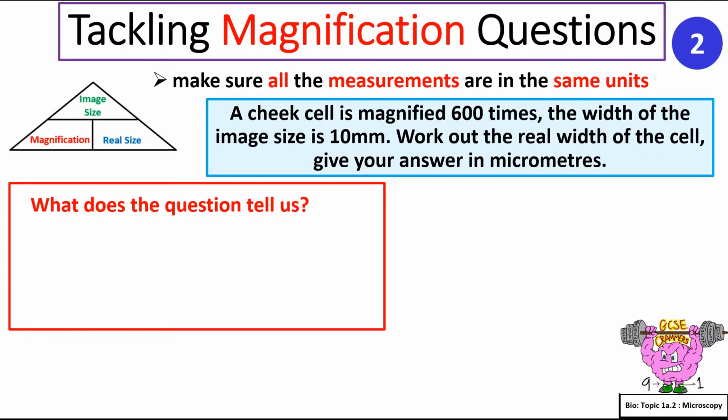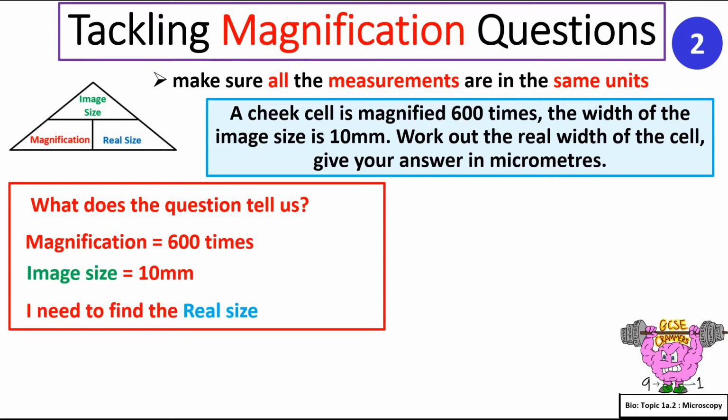What does the question tell us? The magnification of the cell is 600 times. The image size of the cell is 10 millimeters. I need to find the real size. Look at the equation triangle. Cover the real size. Now write out the equation. Real size equals image size divided by the magnification.